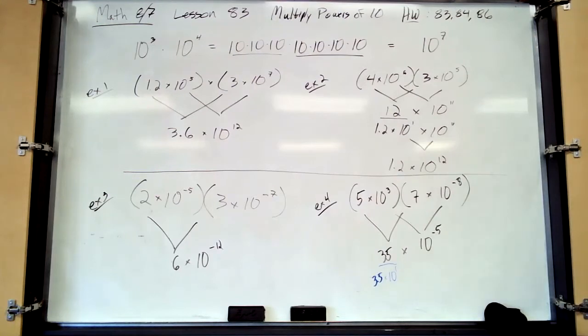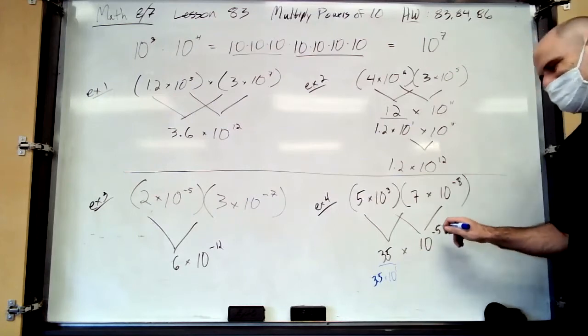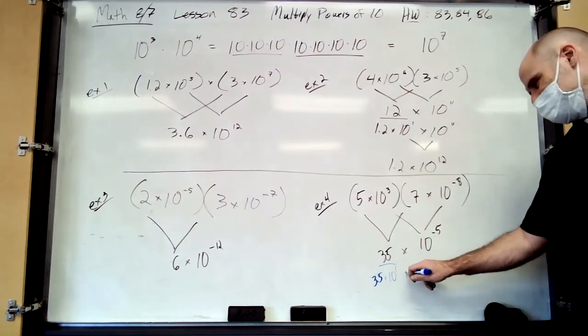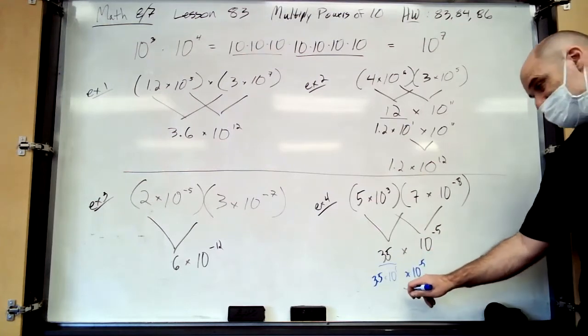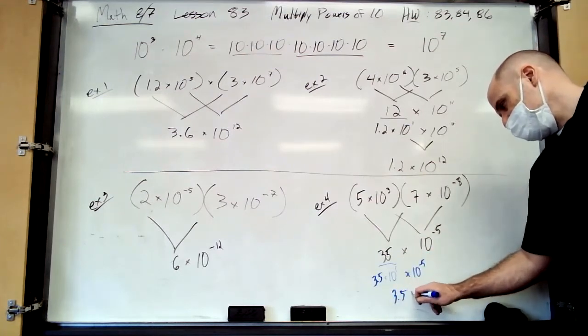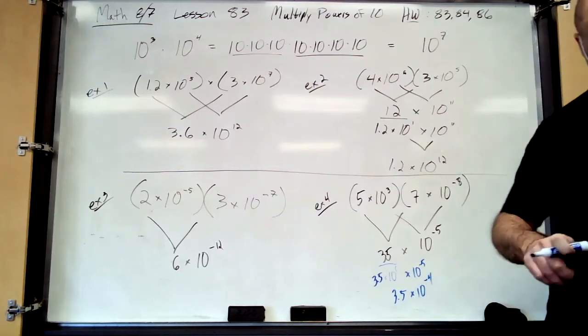So you have to move it 1 to the right to get back to 35. So that's really what you're adding to this exponent. So all times 10 to the negative 5th. And when you add 1 plus negative 5, you get 3.5 times 10 to the negative 4th. So there's your final answer.